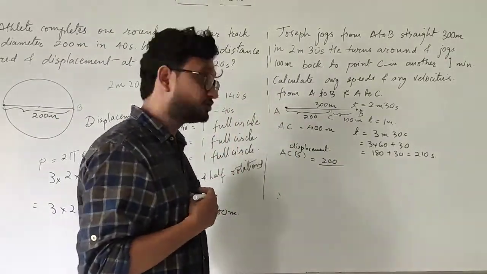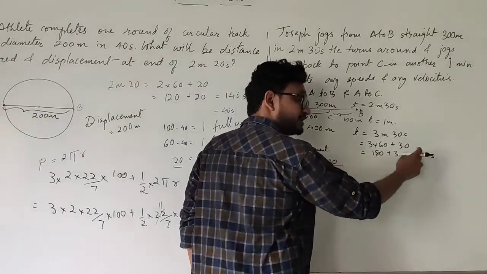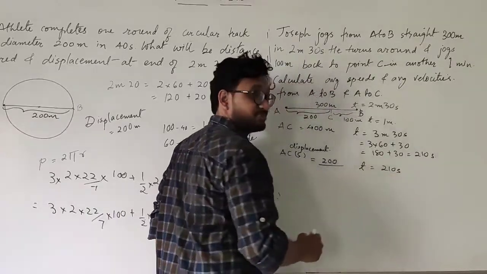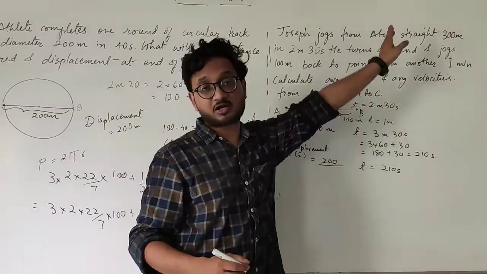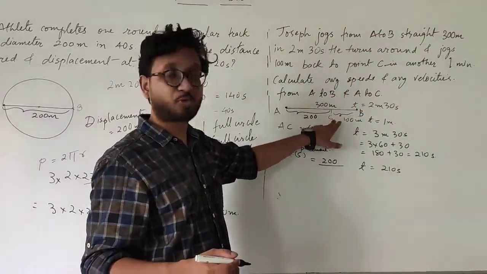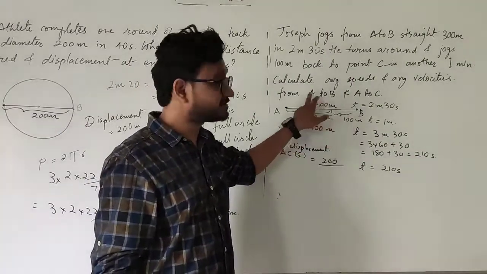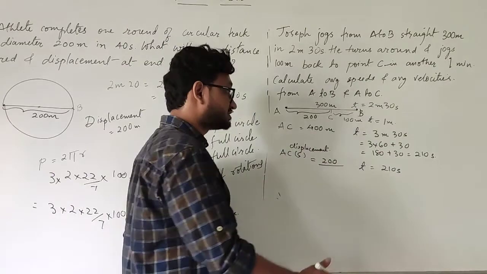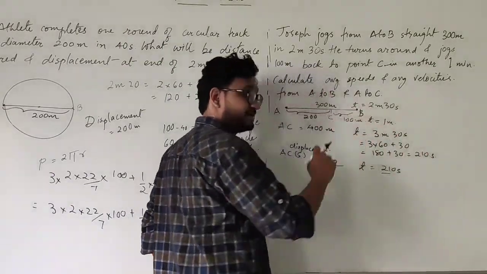Now the time taken to reach point C is again 210 seconds. So the total time is going to remain the same. It doesn't matter if he has traveled to point B or another point D, but ultimately he came back to point C, right? And for that we have to take the total time, that is 2 minutes 30 seconds plus that extra 1 minute. So the time is once again 210 seconds, just like before.